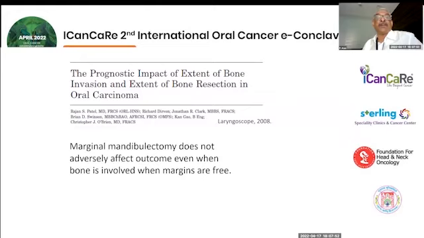And again, it does not affect prognosis. So this is from Australia, Chris O'Brien, showing that marginal mandibulectomy does not affect outcome. Even if you are not able to truly assess the extent of disease, and you found that the bone margin is free, even if it is involved, you can get a margin on the bone. Now, this is a very contentious issue. Dr. Shenoy, how do we know that the margin is free in a bone?